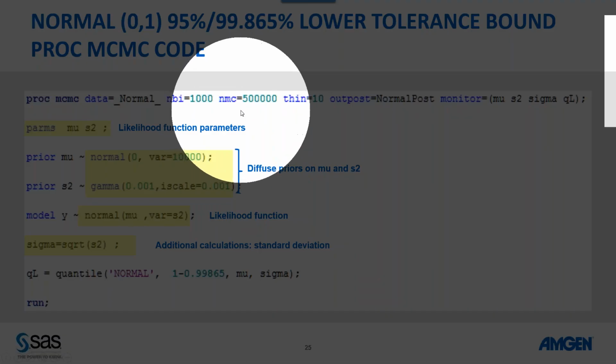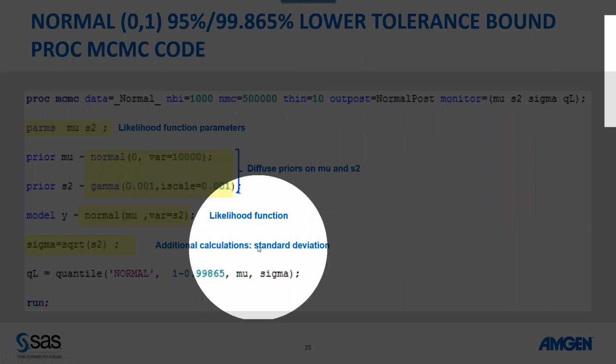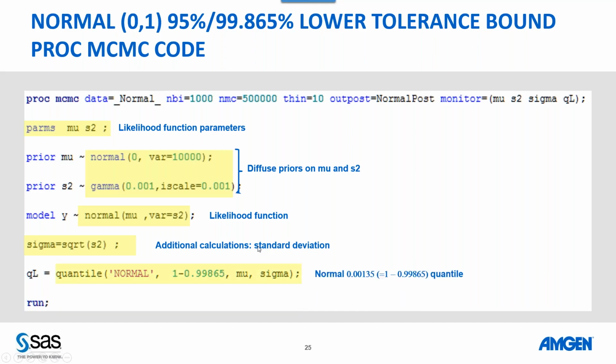And for each pair, you want to compute the quantile at 1 minus 0.00135, that is 0.99865, which is 0.135%. For every pair of mu and sigma, you get a value of QL, and then you get tens of thousands of QLs, and they form a posterior distribution of that quantile, by which you can estimate what you need to estimate. Exactly, and that's the beauty of it. You can see that that's all within the PROC MCMC code.